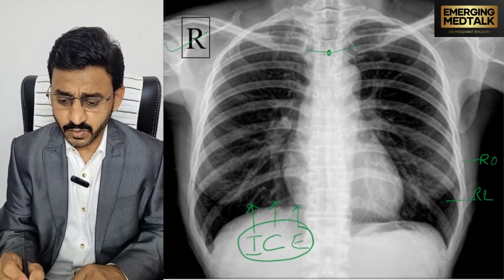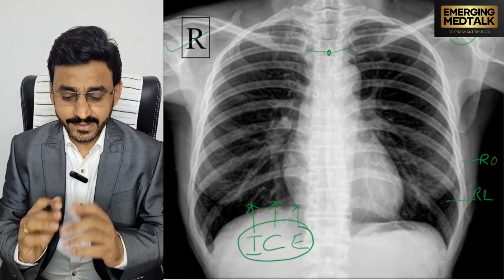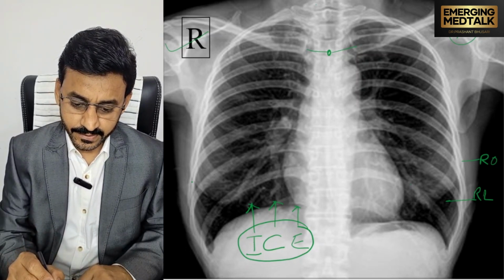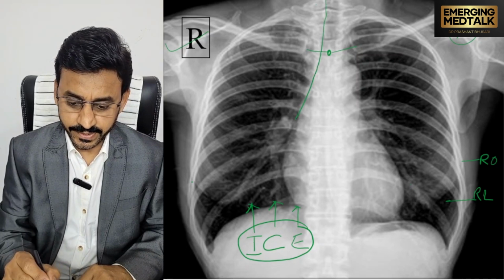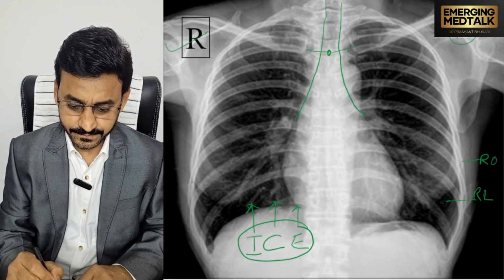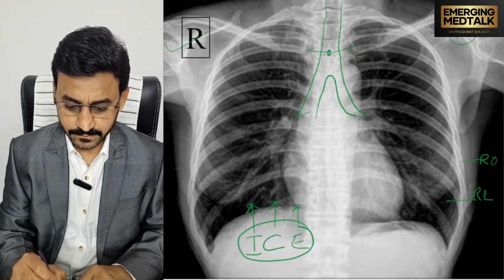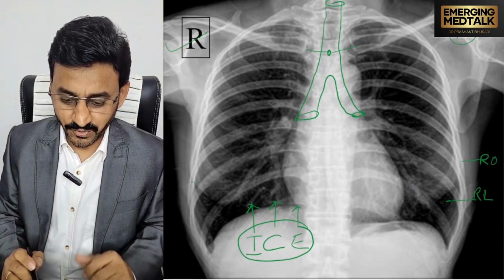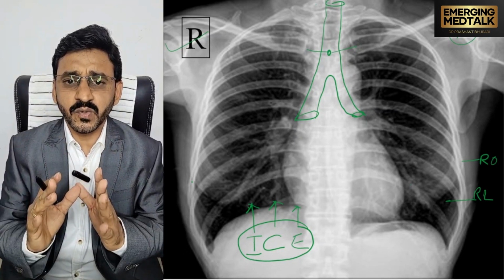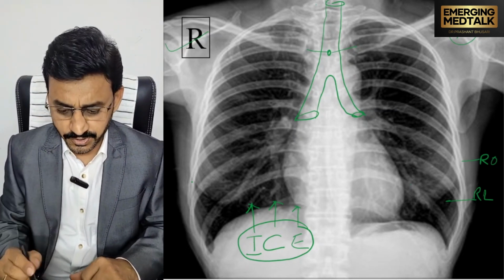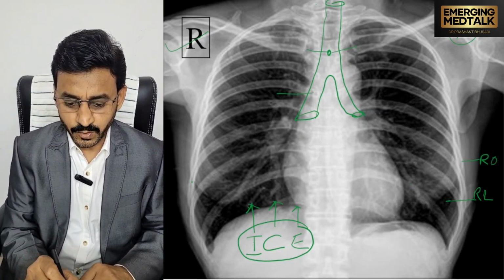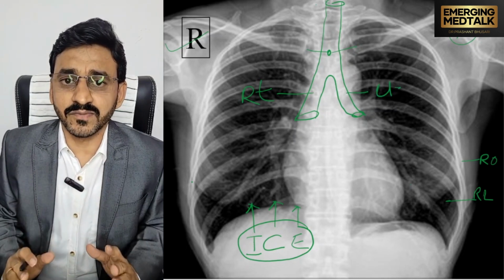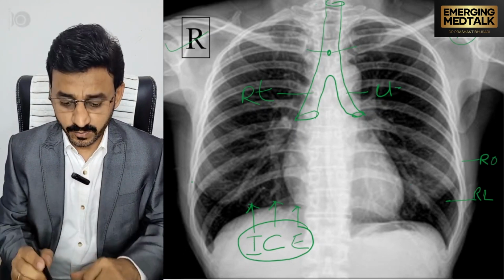So the approach is ABCD. Here A is airway, related to the trachea. Here we can see a translucent shadow in the midline. That is nothing but the trachea. This is a translucent, midline tubular structure in the upper part of the chest, and it bifurcates into the right principal bronchus and left principal bronchus at around the lower border of the fourth thoracic vertebra.